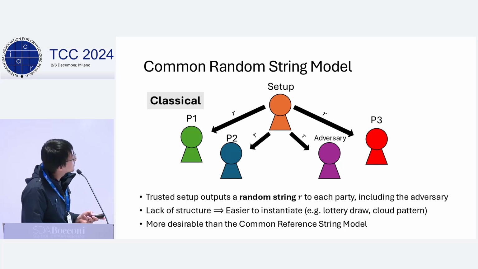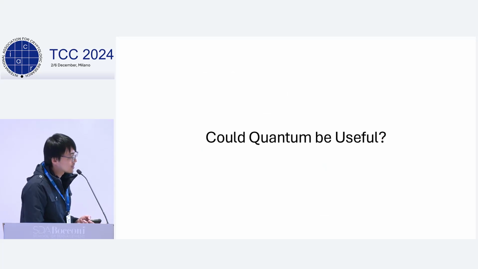Another example is the common random string model, where the setup outputs a random string. Because the random string has no structure, this model is easier to instantiate and is more desirable than the common reference string model. So a question is, could quantum be useful? Can we leverage quantum powers in these two models?